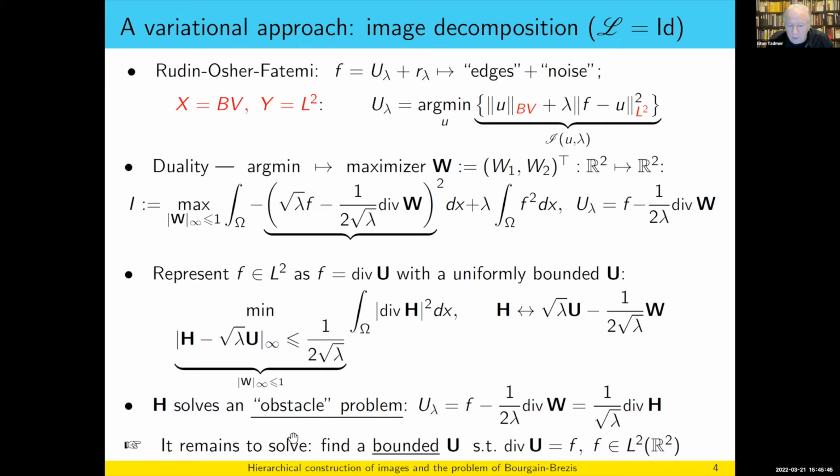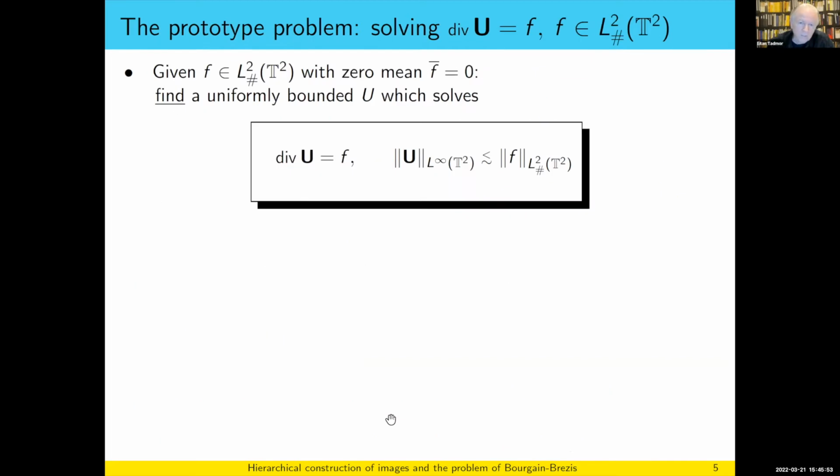So what about this small problem? Given the L2 object F, write it as the divergence of something which is uniformly bounded. This is the problem. To simplify matters, I will take it now on the torus rather than the square. The dot below means that we have zero mean, so it is really F can be written as the divergence of something. And we try to find a uniformly bounded U such that div U equals F. This is the small leftover from the ROF problem.